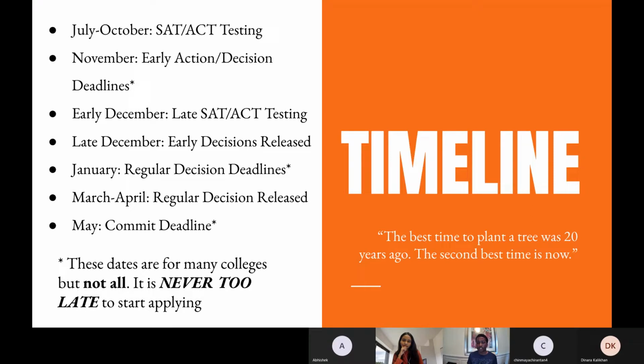For early action, you usually submit in November and you'll get the results in 1 month, by December. For regular decision, you usually submit the application by January and you get the results by April, so 4 months later.